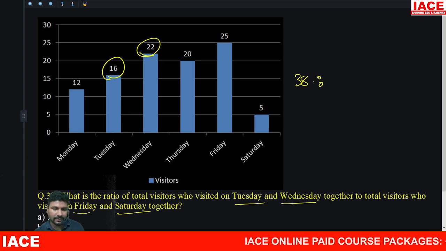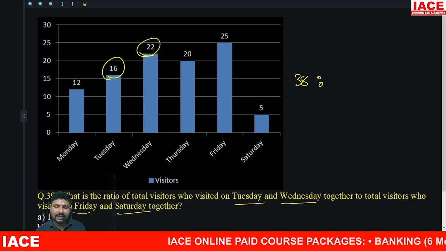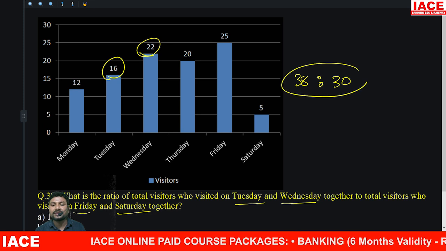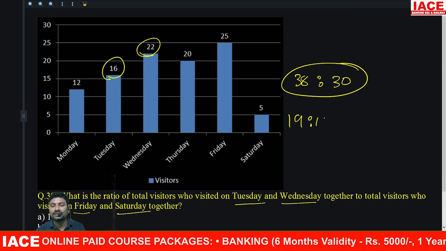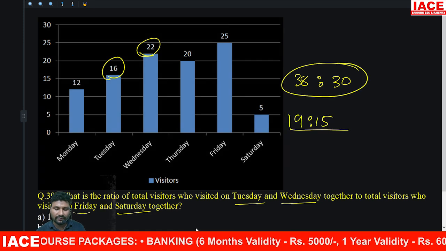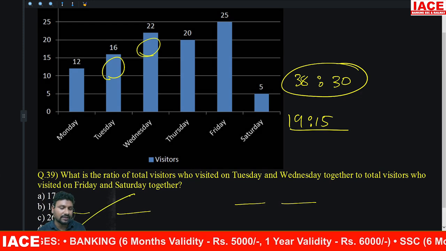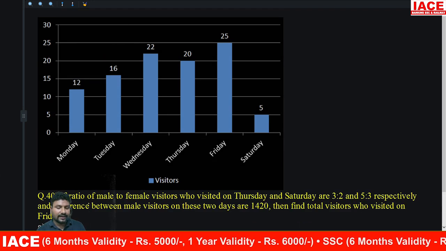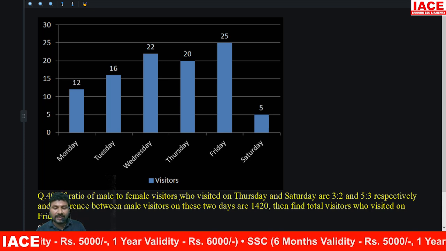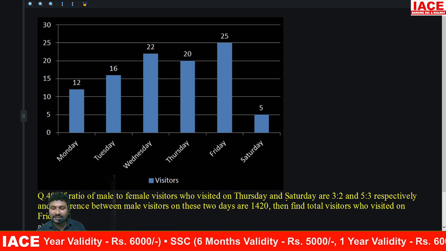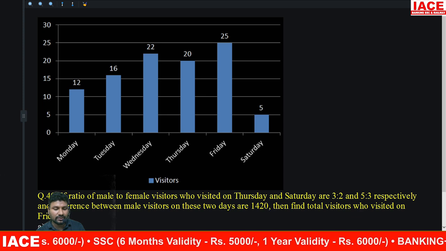38. Okay. And next, Friday and Saturday. Friday and Saturday is 30. Both are cancelled with 2 table. 2 table means what is the ratio? 19 is to 15. 19 is to 15 means which option is right? Option D is right. The ratio of male to female visitors who visited on Thursday and Saturday 3:2, 5:2 respectively.